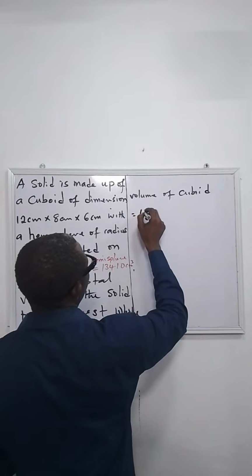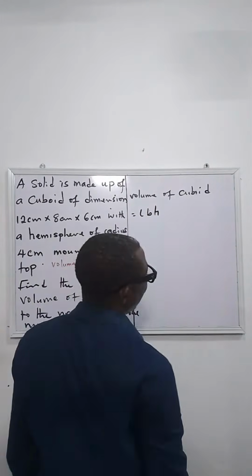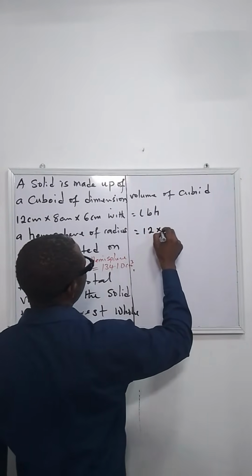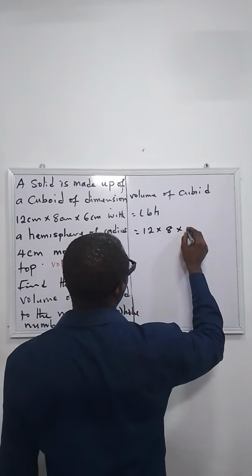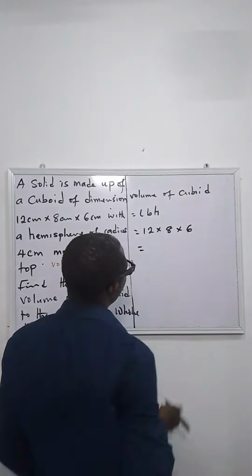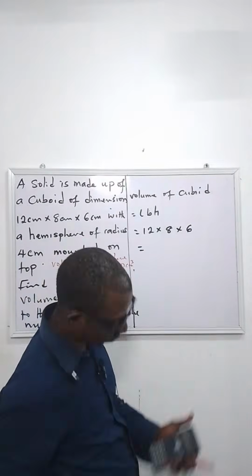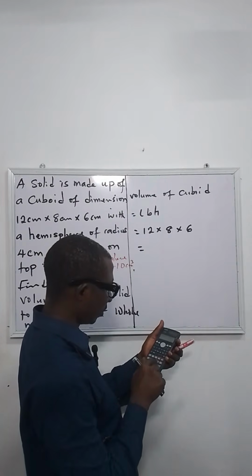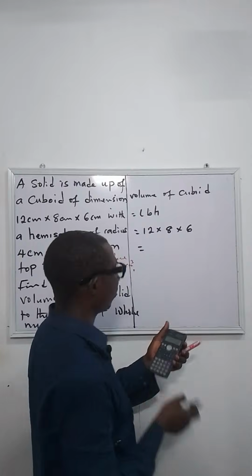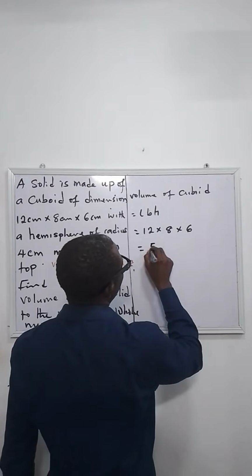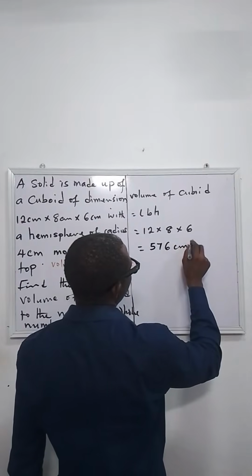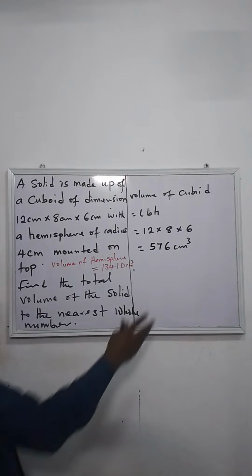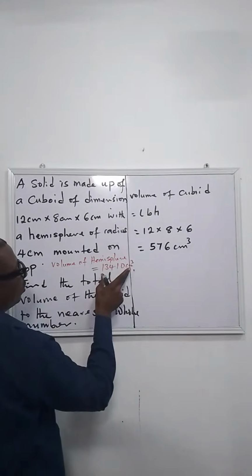That gives us what? Length times breadth times the height. So that's what? 12 times 8 times 6. So when you do that, what do you have? That should give you 570 what? Let's confirm that. Times 8 times 6. Okay, 576. Okay, so that's 576 centimeter cube. Okay, so now this is the volume of the cuboid. This is the volume of the hemisphere.